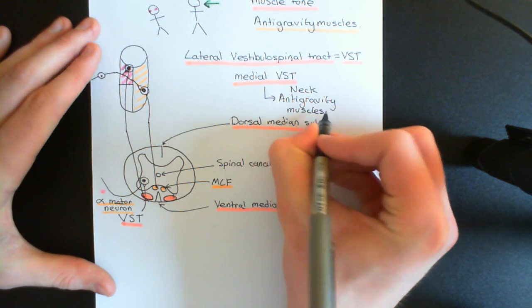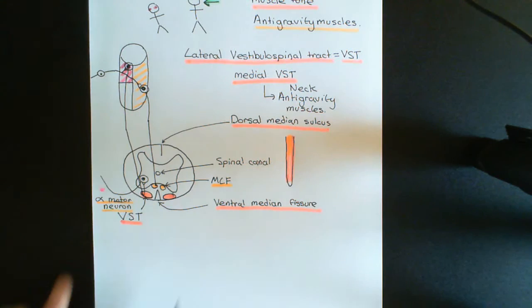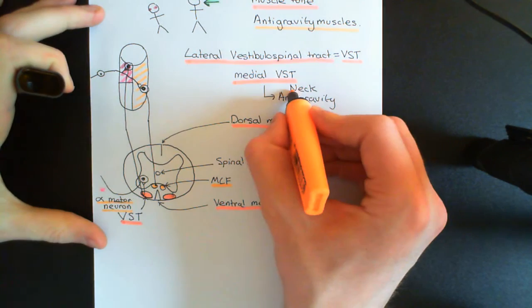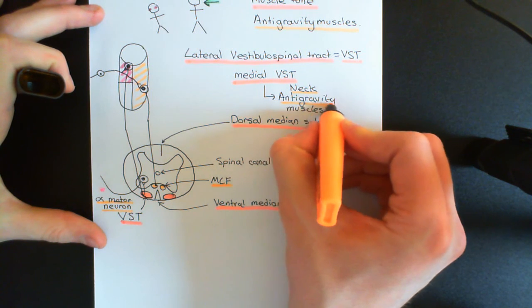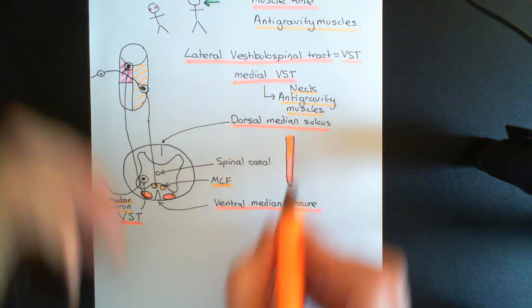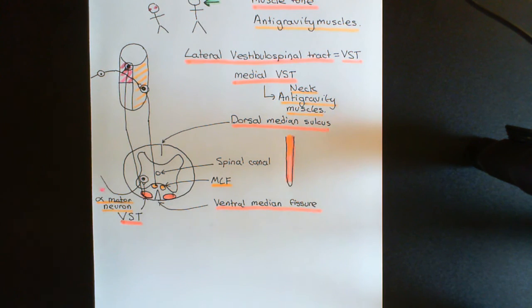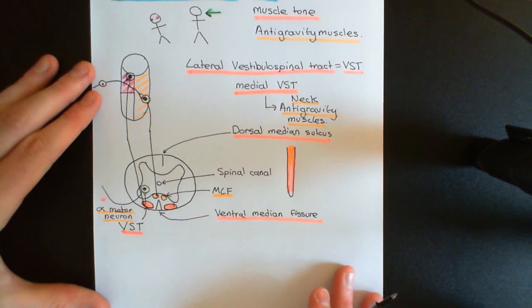Whereas the lateral vestibulospinal tract goes all the way down the spinal cord, and therefore the axons in that will be able to innervate alpha motor neurons all the way down the spinal cord, and therefore they'll innervate all the other anti-gravity muscles, in particular the anti-gravity muscles down in the legs. Okay, so that's the way that this is actually going to work. So let me summarize it now.